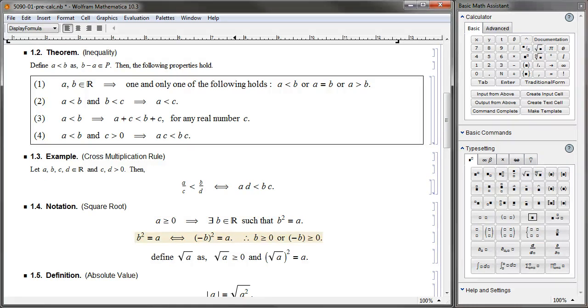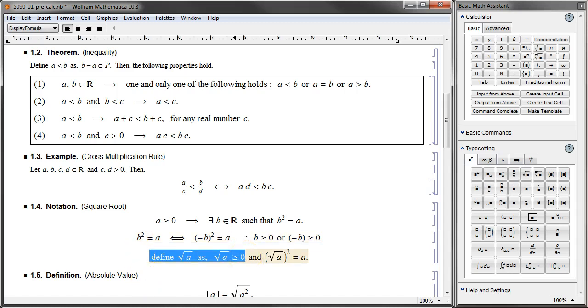Once we have the first line, the next line is easy to establish. b squared is equal to a. That's equivalent to negative b squared is equal to a, because negative 1 times negative 1 is positive 1. Consequently, one of them has to be non-negative. If b is non-negative, fine. If b is negative, then negative b is non-negative. So one of them is non-negative, and we're going to define the square root of a as one of those non-negative ones.